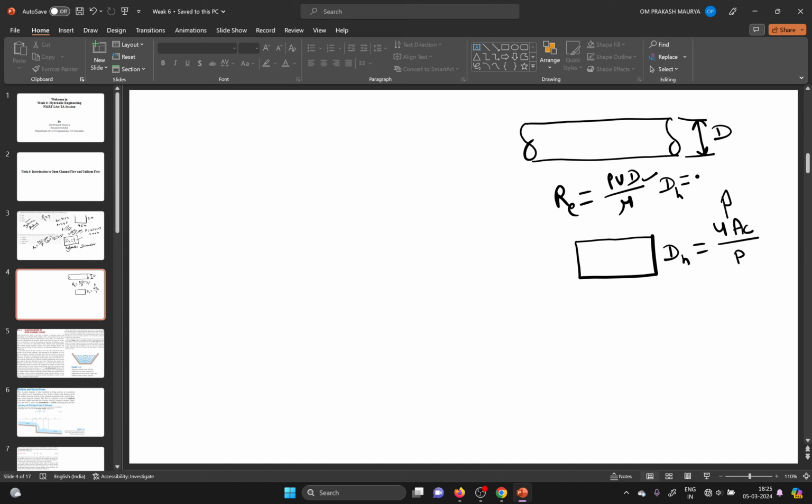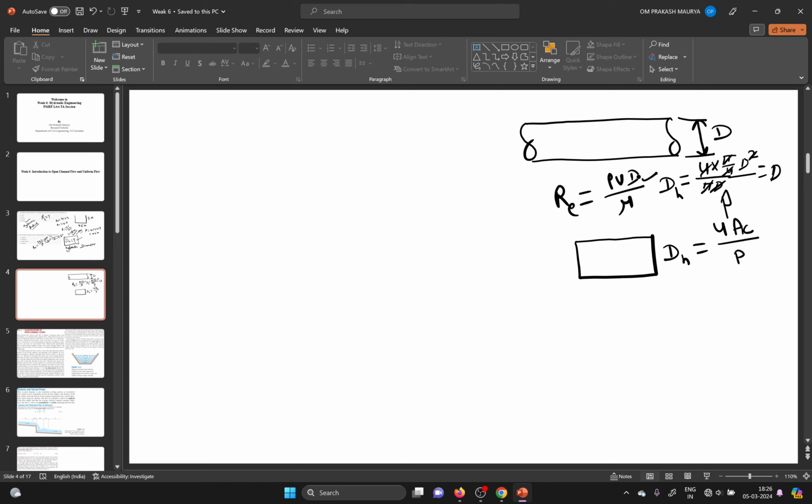So 4 AC means what? Pi by 4 D square, right? And here the perimeter is how much? Pi D. So pi and pi cancel, 4 and 4 cancel, and D cancels. So DH is equal to D. So this formula, 4 AC by P, is giving what? In case of pipe flow, it is giving D.